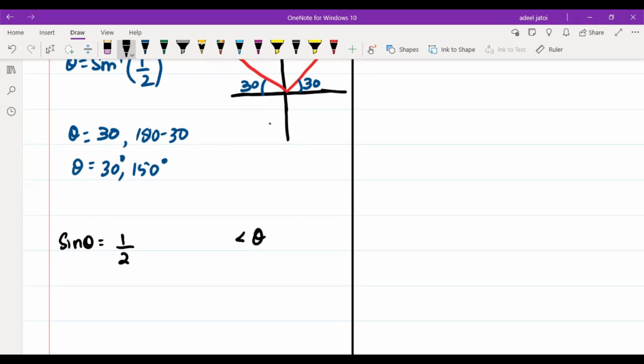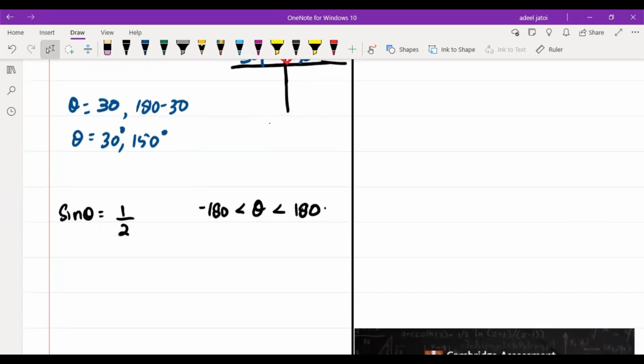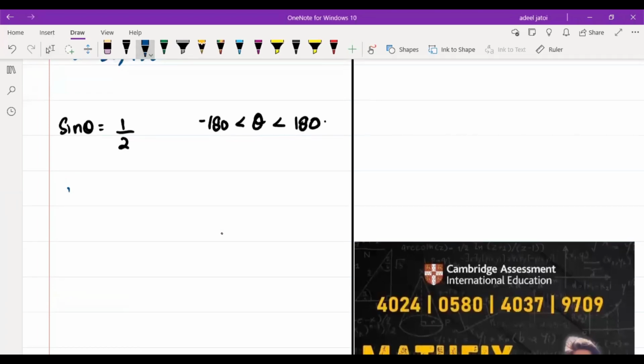Similarly, if I say that sine theta is equal to 1 upon 2, still it's positive, but now theta is greater than minus 180 and less than 180 degrees. Now, what does this mean? When we have a negative domain, we just follow the same quadrants because of the positive value. Theta is equal to sine inverse 1 upon 2, and the basic angle is 30.